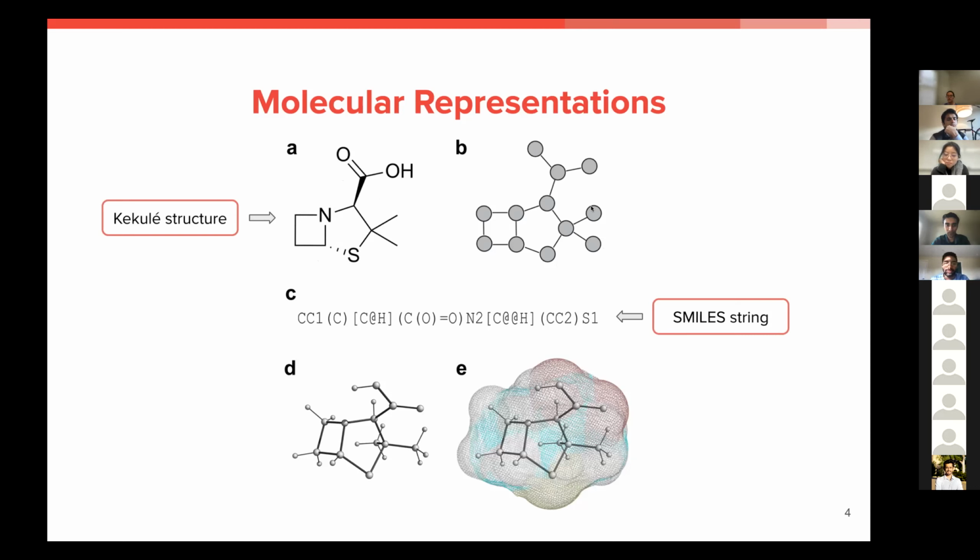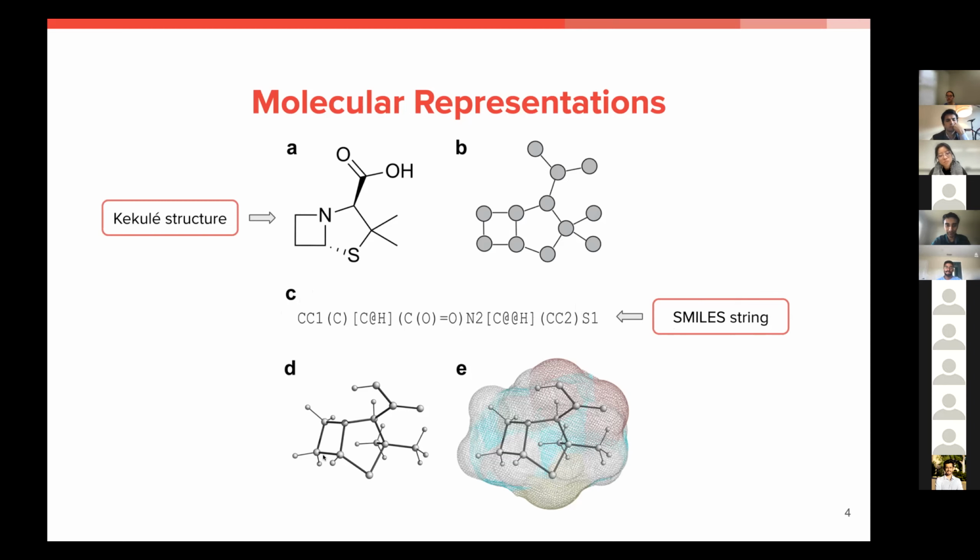Image B is a 2D graph. And as we know, a graph consists of vertices and edges. Here, the vertices represent atoms and the edges represent bonds between different atoms. And in the third image, we can see something called the SMILES string. SMILES stands for the Simplified Molecular Input Line Entry System. Here we observe different alphanumerical symbols representing different things, such as atoms, bonds, bond types, branching, and a lot of other information.